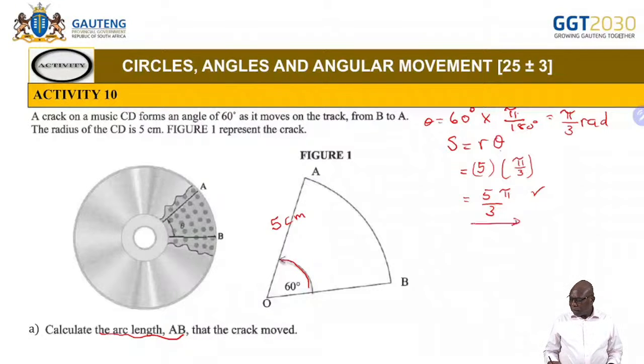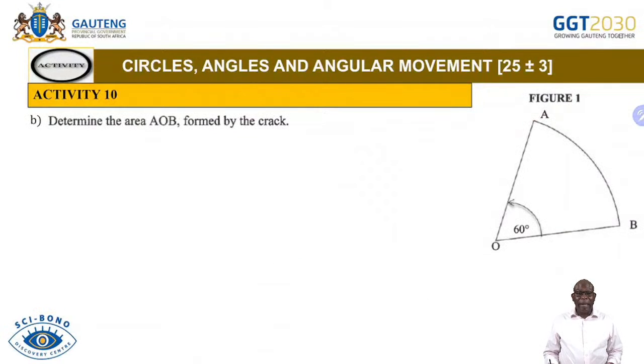Right. Now, to determine the area, you go to your formula sheet and look for the formula for the area. Remember now you have got 5 centimeters here.